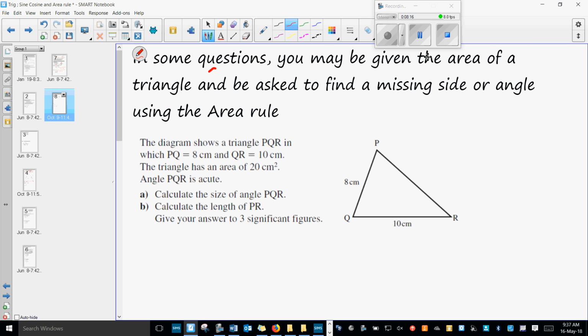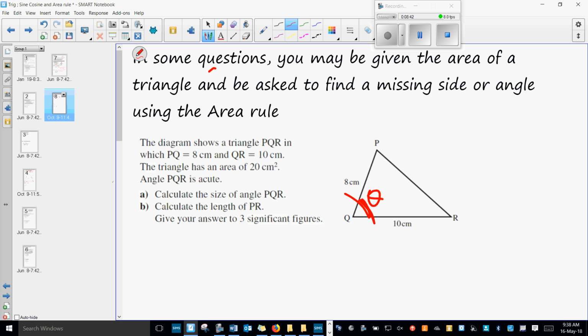Alright, so in some questions you may be given the area of the triangle and asked to find the missing side or angle using the area rule. So for this one, we've got a nice little diagram. We know the triangle has an area of 20, and we know that angle PQR is acute. So I know that this angle here is an acute angle. That's what I need to find. So they've asked us to calculate the size of it.